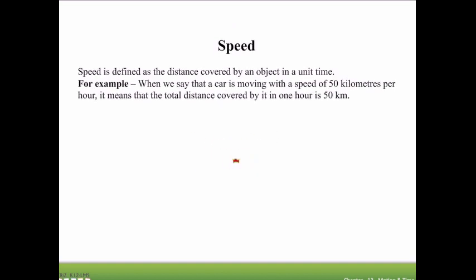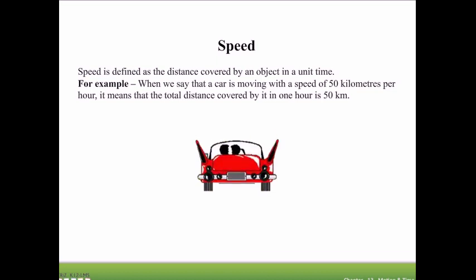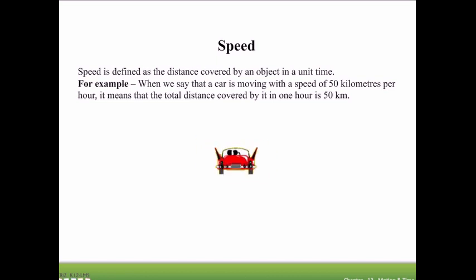Speed. Speed is defined as the distance covered by an object in a unit time. For example, when we say that a car is moving with a speed of 50 kilometers per hour, it means that the total distance covered by it in 1 hour is 50 kilometers.